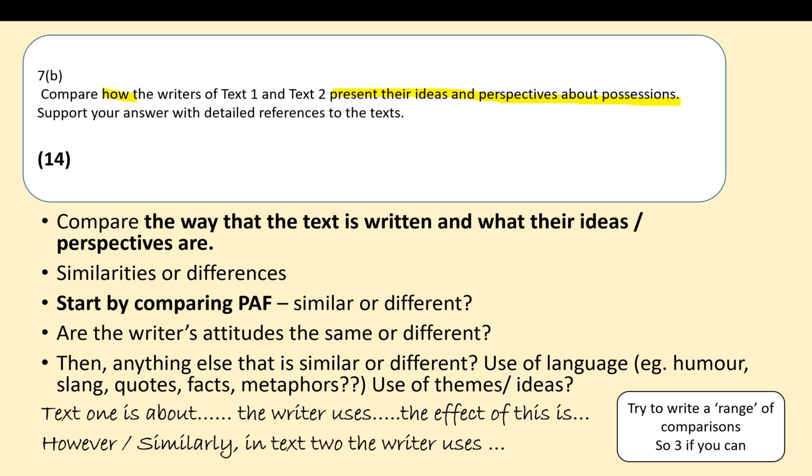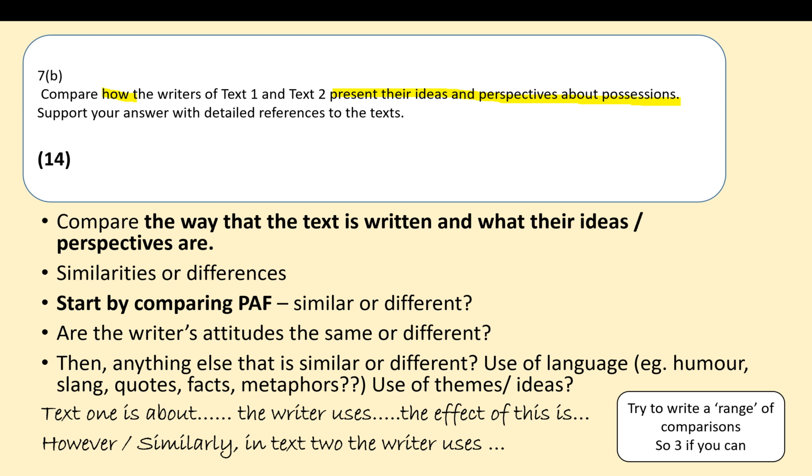So you can say, for example, one of them uses more humour, one of them uses more facts than the other, one of them uses metaphors, or they both use metaphors, but this one uses it for this purpose and this one uses it for another purpose. Or do they have different themes and ideas in there? Okay, so is one of them, like I said before, being more positive or more negative?